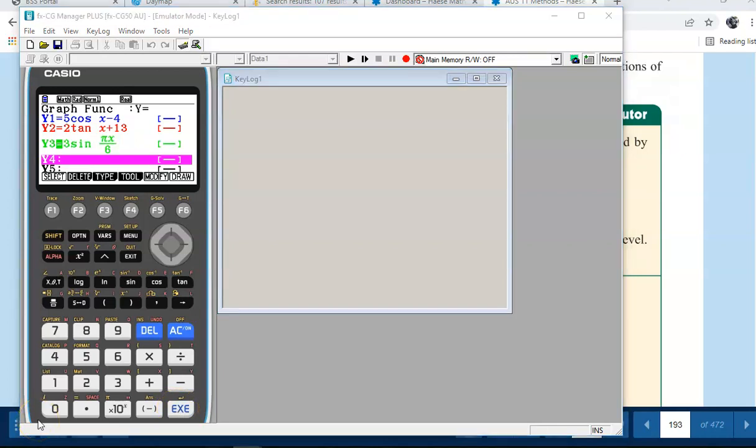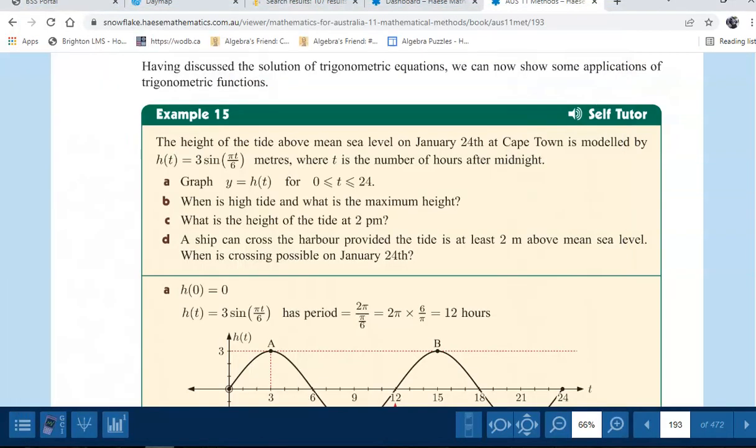If we were to just press enter, we'd get a crazy graph. We might not get anything on our screen. So we need to now read the question. What's it about? Cape Town, modelled by the equation. They've told us it's between 0 and 24. If they didn't tell us that, should we know that it's between 0 and 24? Modelled where T is the number of hours after midnight. So one cycle, 24 hours in a day, yeah? So anyway, they're starting off nice.